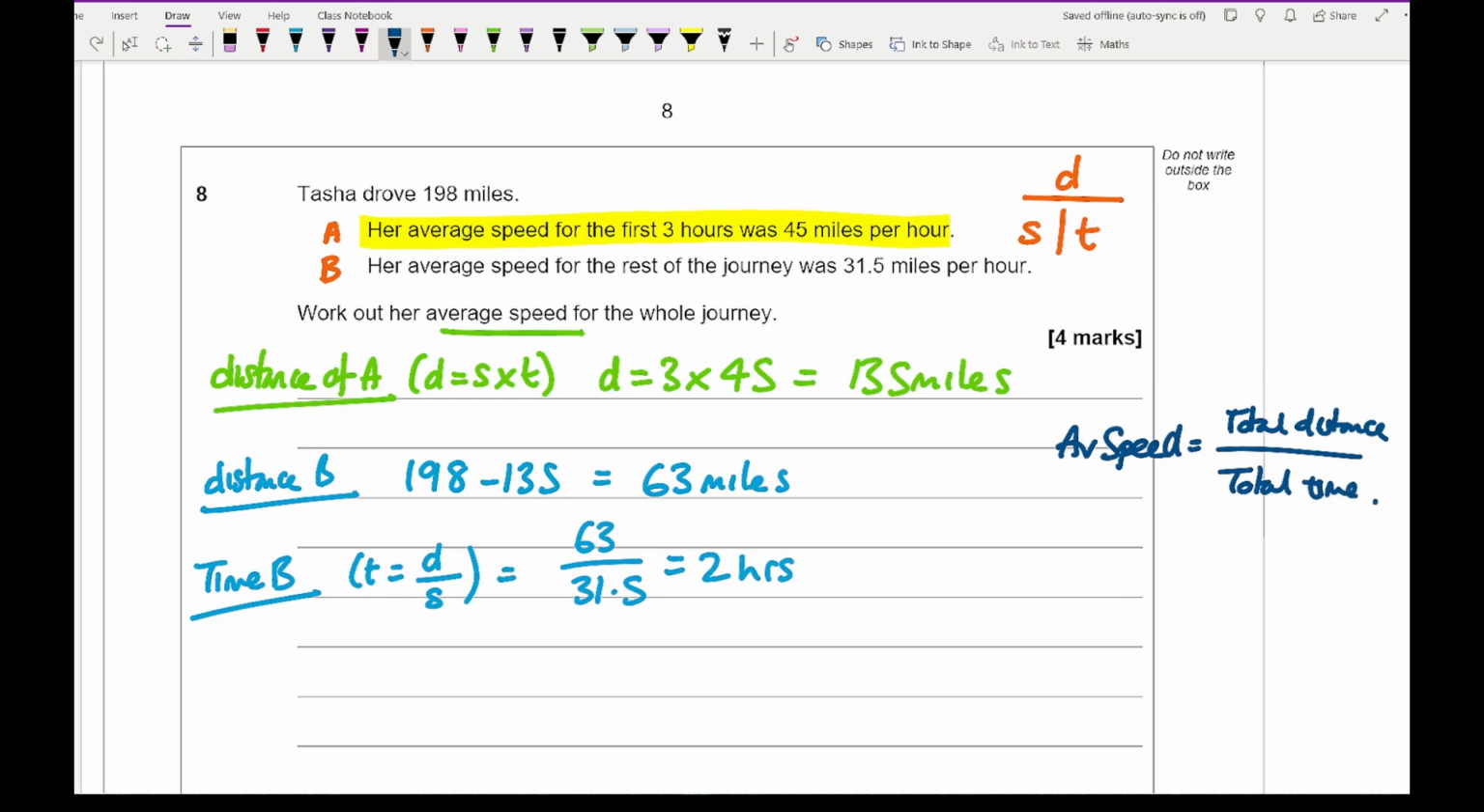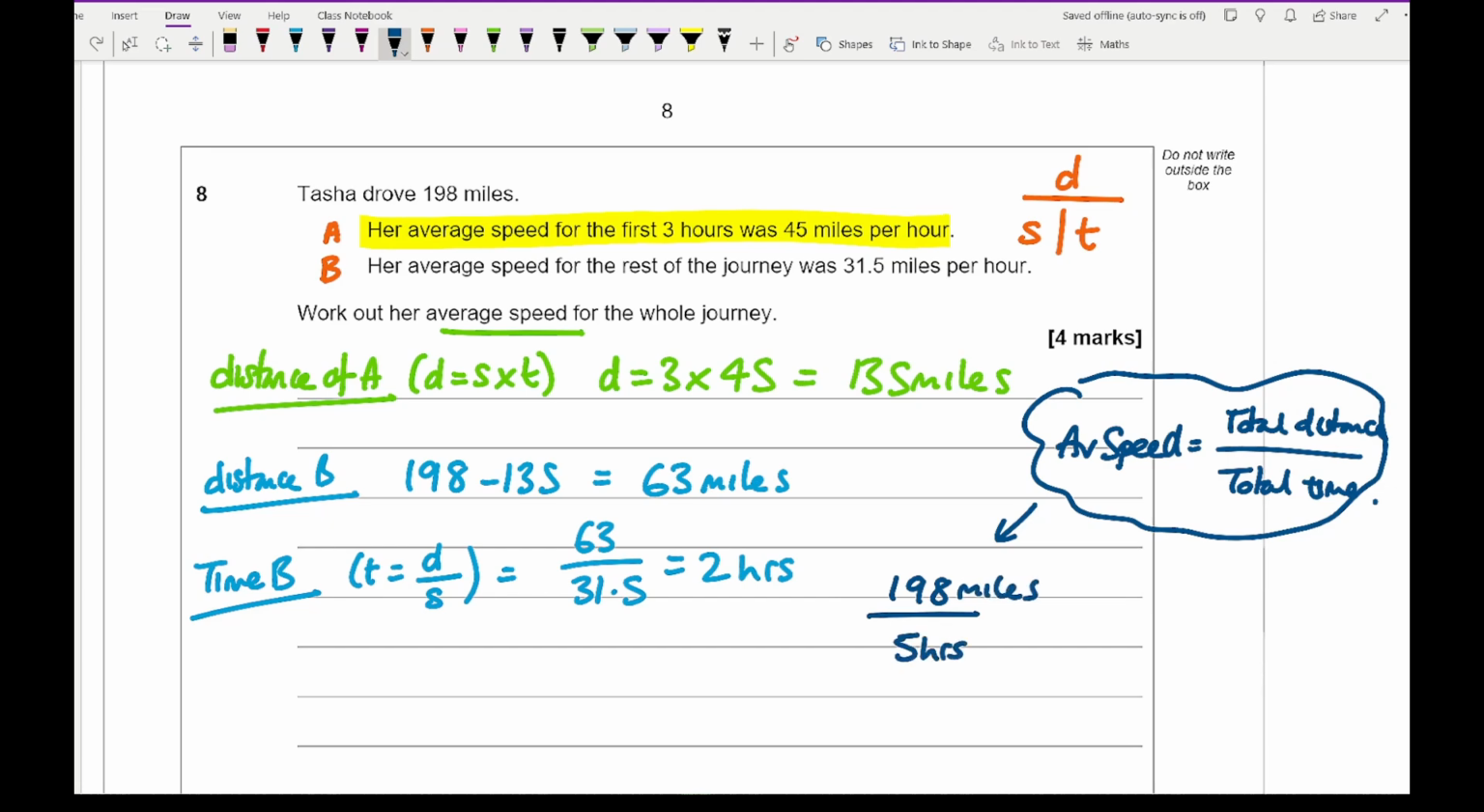And now I've got both those bits of information for me to work out what the average speed is. So here the total distance is 198 over the total time, which is 5 hours, and that equals the average speed. Typing that into my calculator, I get an answer of 39.6, and that's miles per hour. And there we go for that one.